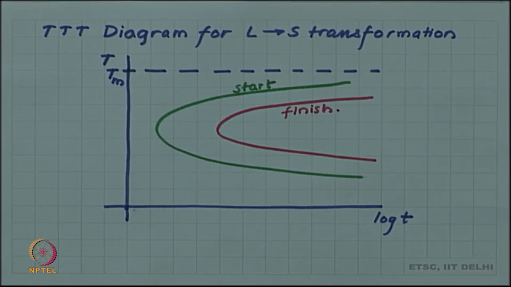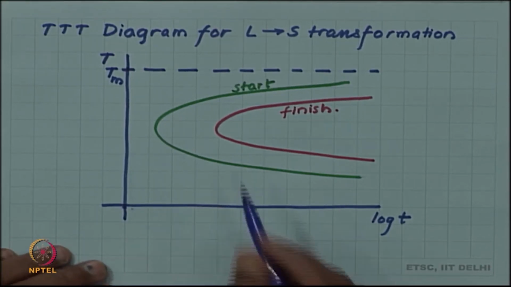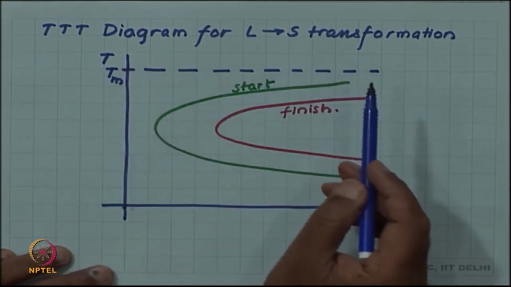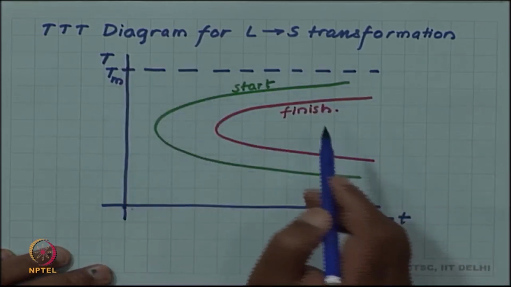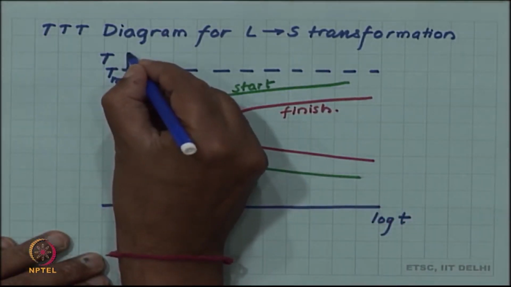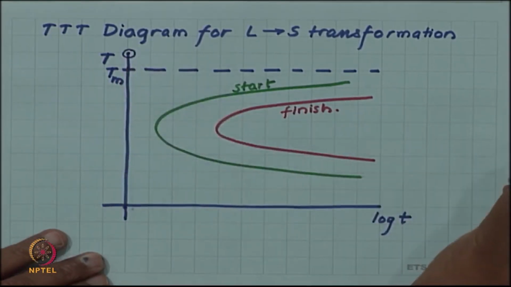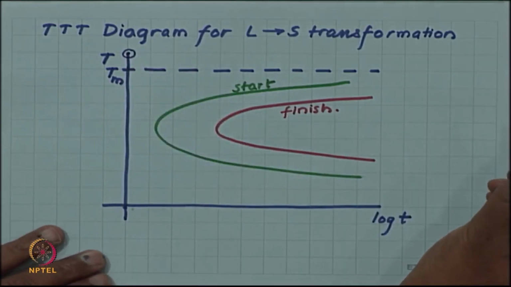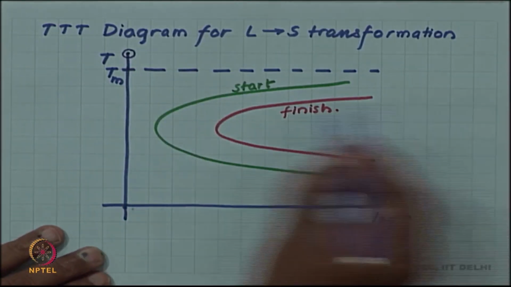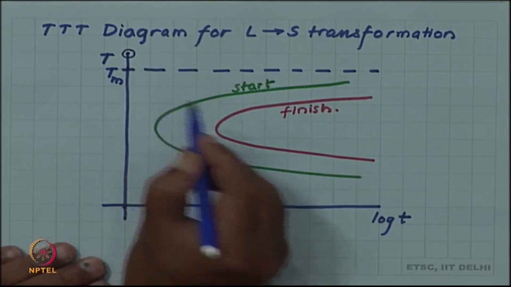Now, we can superimpose on these curves the cooling curve for the alloy. So, the cooling curve for the liquid. As the liquid is cooling, let us start with a liquid at a temperature higher than the freezing temperature Tm, and then from there we gradually cool this.